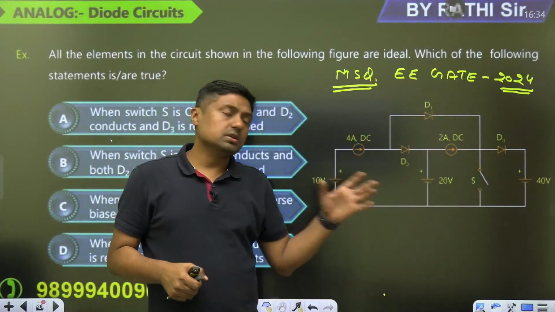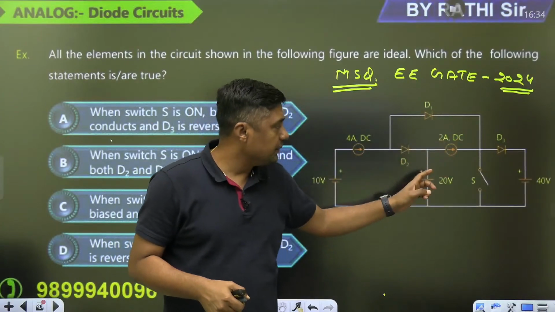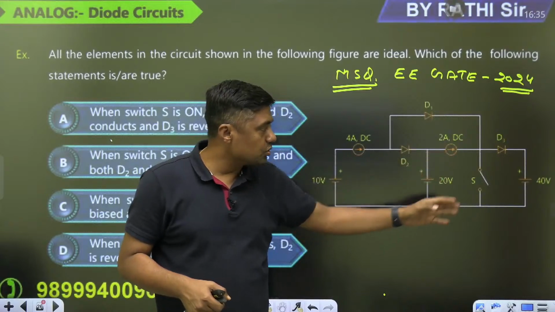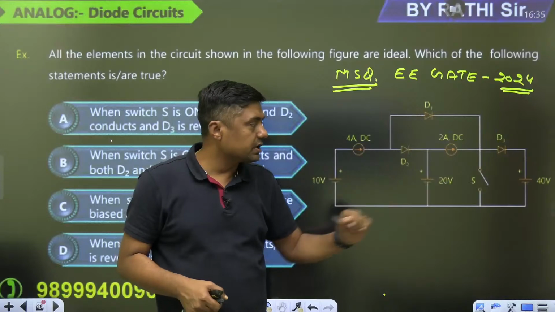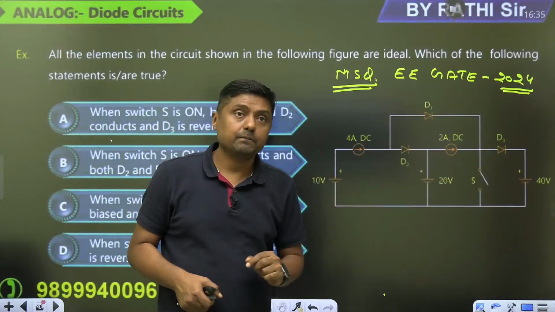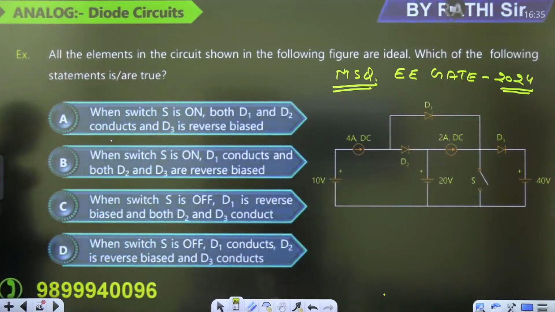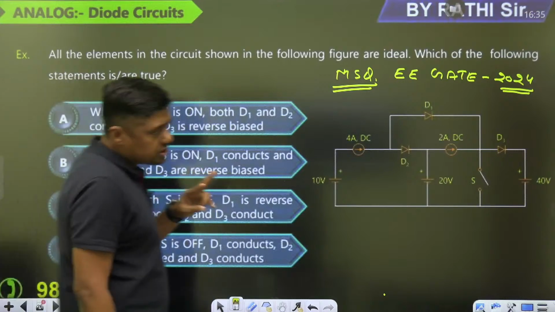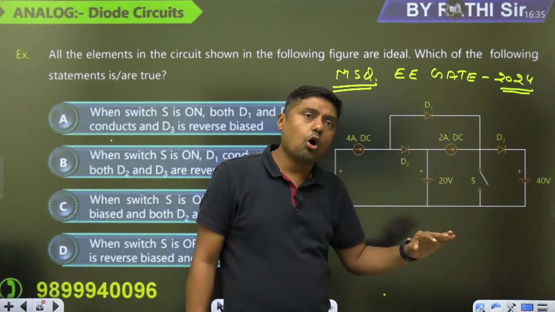Now this is the question. There are three diodes, D1, D2 and D3. A 2 ampere current source and a 4 ampere current source are connected. A 20 volt battery is connected, as well as one switch. That is the question. And it is MSQ. What is written here? When the switch S is on, and when the switch S is off. So there are two positions: one, the switch is on, and two, the switch is off.